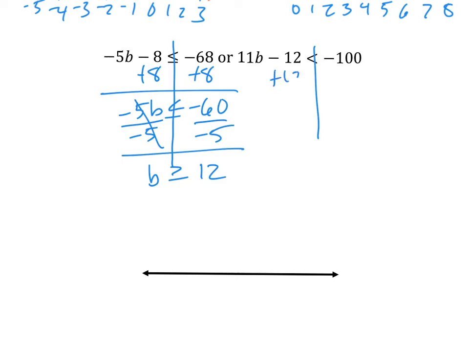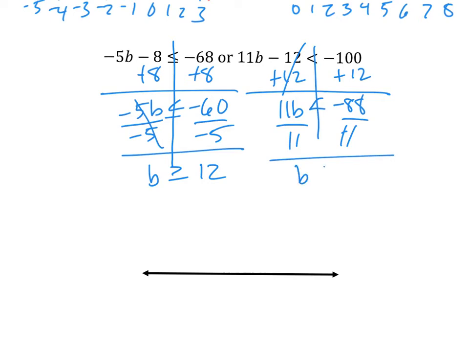We will want to add 12 to both sides. And those will cancel out, so we'll be left with 11b is less than negative 88. And then we want to divide by 11 on both sides to get that b is less than negative 8.